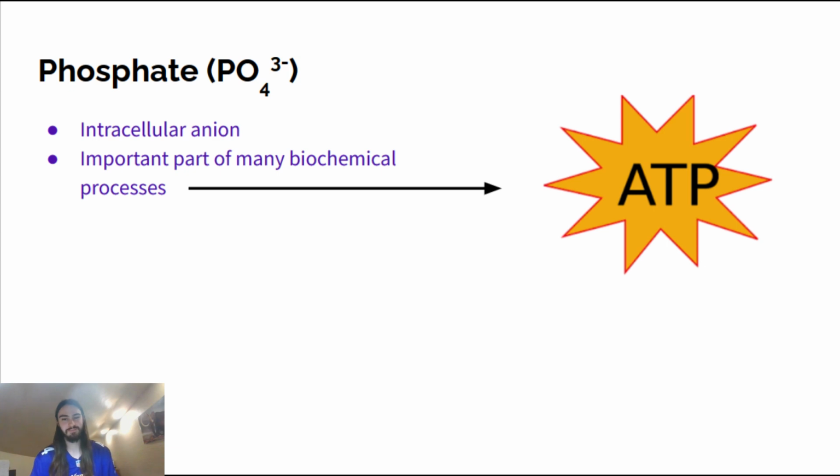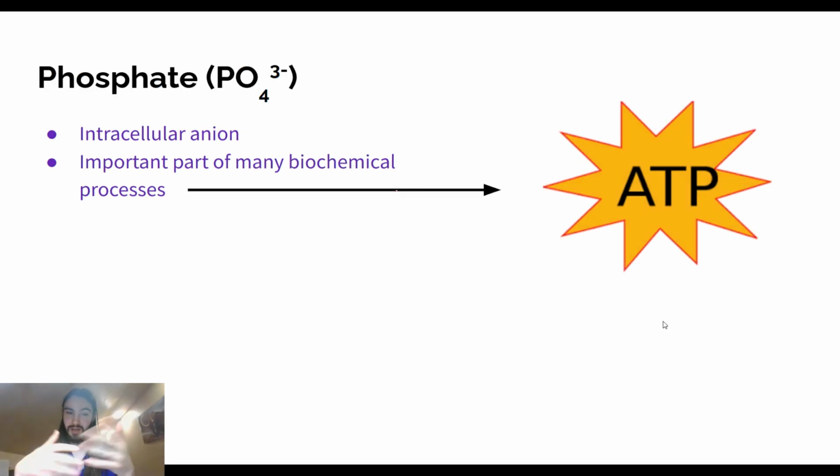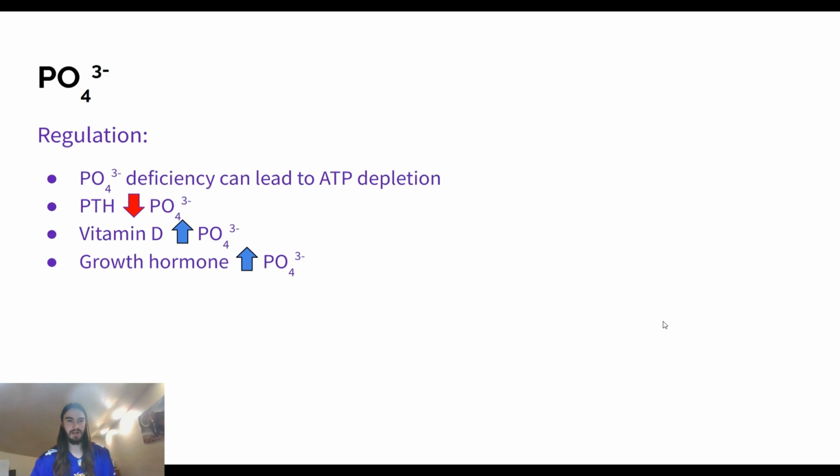All right, now phosphate. Phosphate is an intracellular anion. I'm done ranking them now. Phosphate is important in many biochemical processes, not the least of which is ATP, adenosine triphosphate. We all know ATP, ADP. So that's where you'll find phosphates. In fact, ATP depletion is ultimately responsible for most clinical symptoms that you see from hypophosphatemia, a low phosphate state.